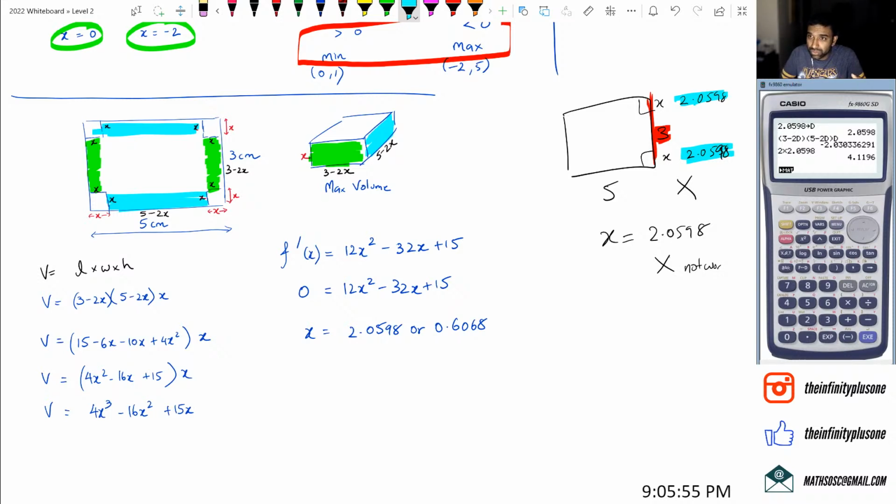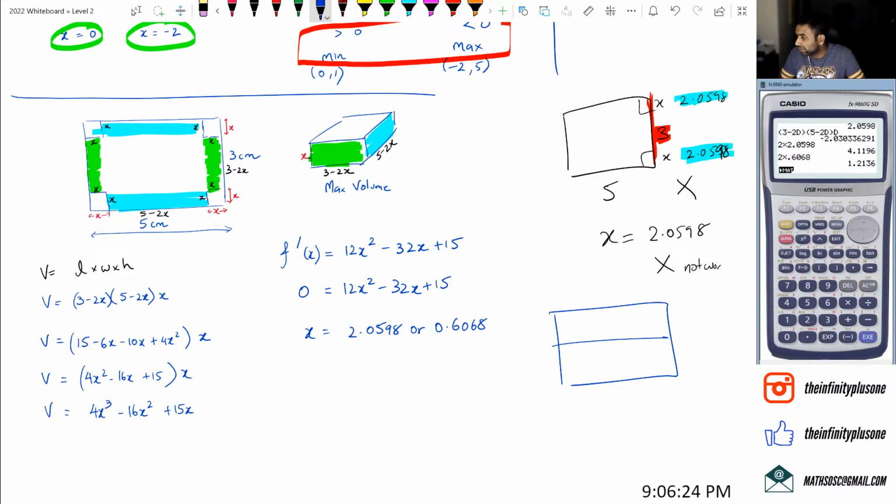But when you look at the 0.6068, it's going to work because 0.6068 times 2 is only 1.2, which means the base is fine. You can't take 1.5, because if you take 1.5, you're not actually going to get a box. You're just going to get a piece of rectangle that folds into 2 areas, and maybe a little piece that's gone off like that, which I hope makes sense. So that's why you can't actually have 1.5 at all as well.